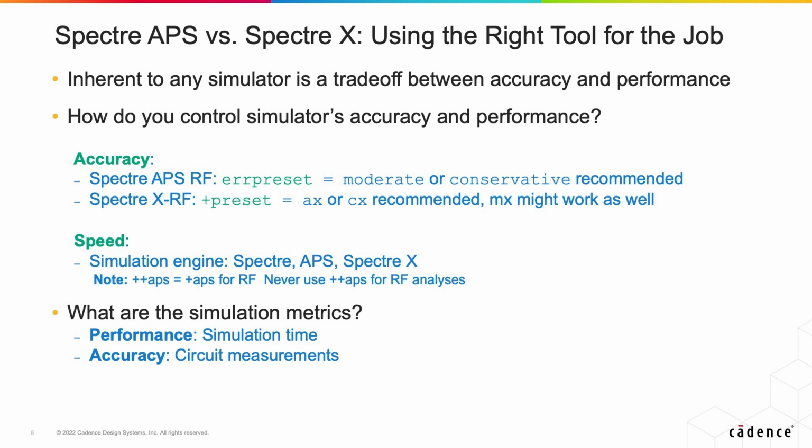So accuracy. In case of APS-RF, how do you determine accuracy? It's using error presets: moderate, conservative, or liberal. And for RF analyses, we never suggest liberal. Either use moderate or conservative. And for XRF, if you have chosen Spectre X as your high performance simulator, and then you set up your RF analyses, always start with AX, and if you need more accuracy, go to CX, and if you think lesser accuracy will work, then go to MX, but usually start with the AX mode of Spectre X.